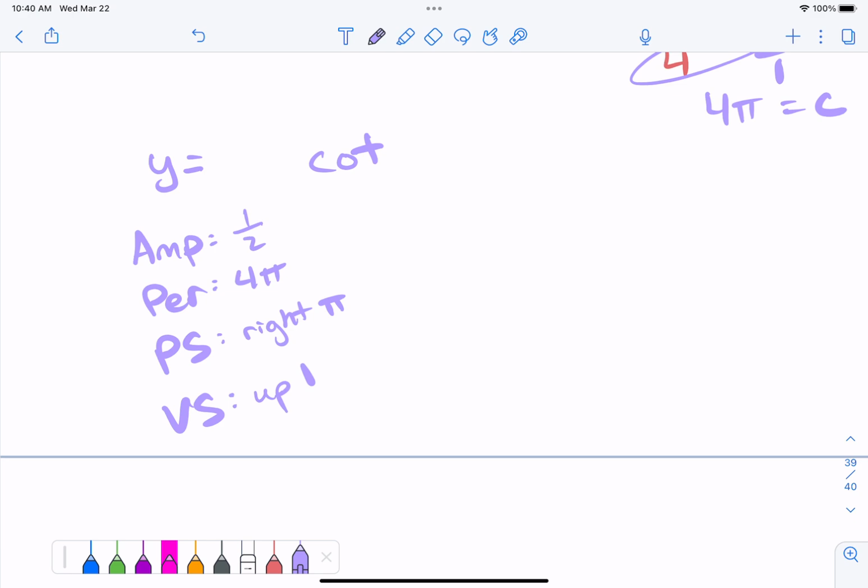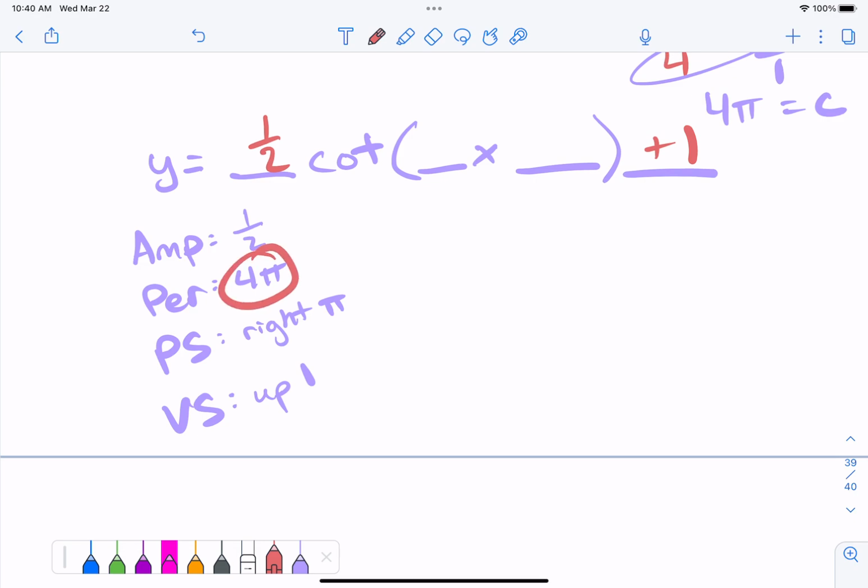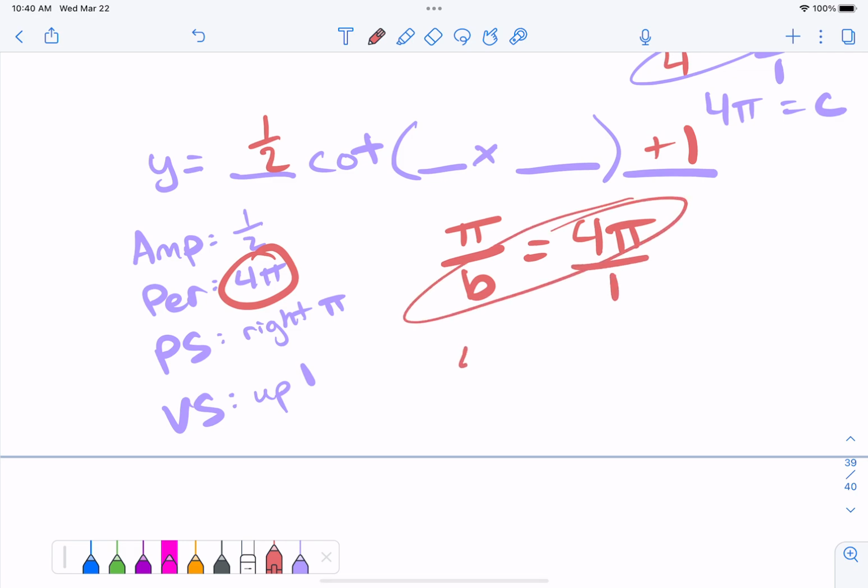Okay, so here you go. Blank, blank x, blank, and blank. Do it on whiteboard. This should be 1/2. This should be +1. Even if you're struggling, you should at least get those two, maybe. 4 pi. Okay, how do you find period of cotangent? Pi over b, and I want that to be equal to 4 pi. Okay, so then what? You want them over 1 and you cross multiply? Sure. Okay, so 4 pi b equals pi, right? And then divide by 4 pi.